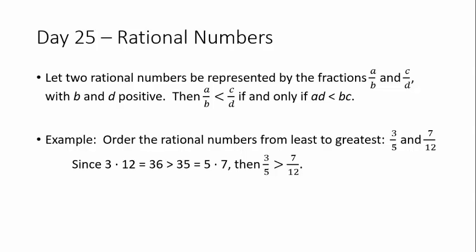So here's a sample problem. You might see something like this in your homework. Order the rational numbers from least to greatest. We have 3/5 and 7/12. Which one is the smaller one?